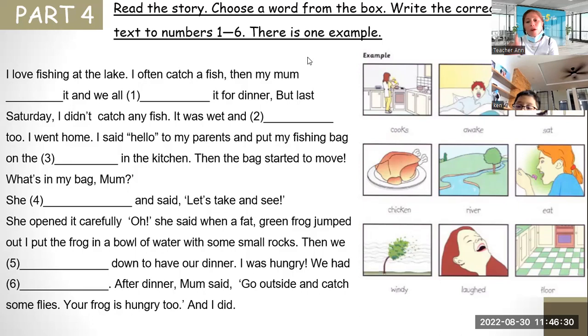Hi, teacher. I love fishing at the lake. I often catch a fish, then my mom cooks it and grills it, and we all eat it for dinner. But last Saturday, I didn't catch any fish. It was wet and windy too.